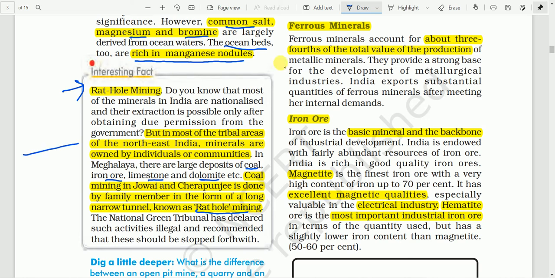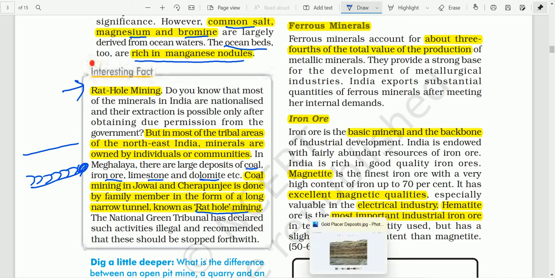Just they are digging, okay. Suppose this is the wall and they are digging a very narrow tunnel here and removing the material from here. That is known as rat hole mining. The National Green Tribunal has declared such activities illegal. Rat hole mining is illegal because this is not safe. This is very risky, and it is recommended that this should be stopped forthwith.